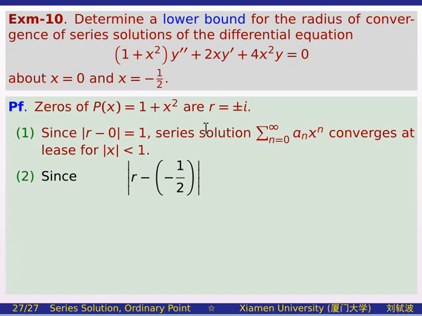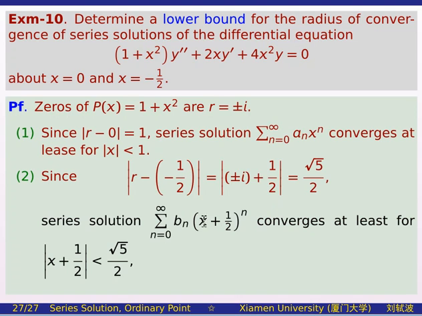Similarly, for the power series solution about x equal to minus a half, the radius of convergence is not less than the distance from minus a half to the nearest zero of P. The distance from minus a half to both zeros of capital P, positive or negative i, is the square root of 1 squared plus the square of a half. That is the square root of 5 over 2, that is, square root of 5 divided by 2.